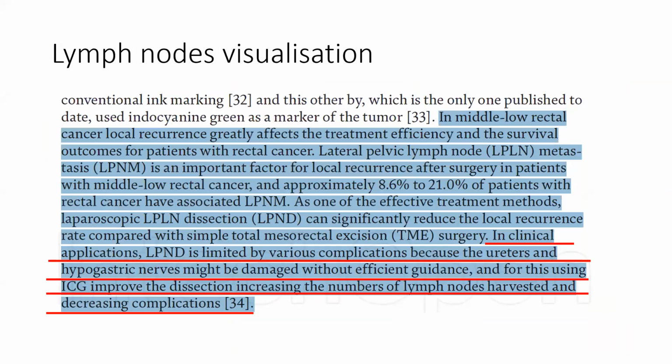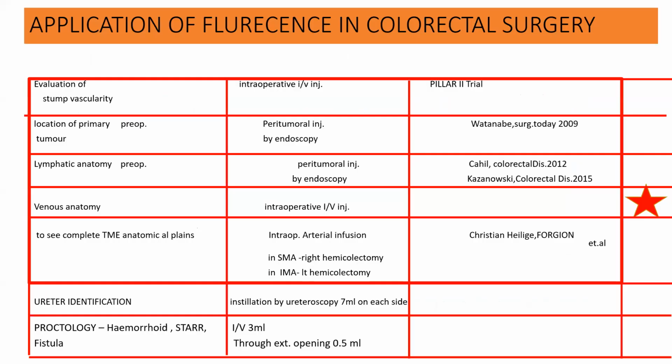This is a very important slide when we are doing particularly left-sided hemicolectomy or low anterior resection. The lateral pelvic lymph nodes we don't address much because we are more concentrating on the TME dissection. But what happens to these lateral pelvic lymph nodes? Almost 9 to 20% of patients have lateral pelvic lymph node positivity in left-sided or rectal malignancies. In clinical application, LPND is limited by various complications because the ureter and the hypogastric nerves might be damaged without efficient guidance. For this, using ICG improves the dissection. We will see in the video how that improves beautifully.